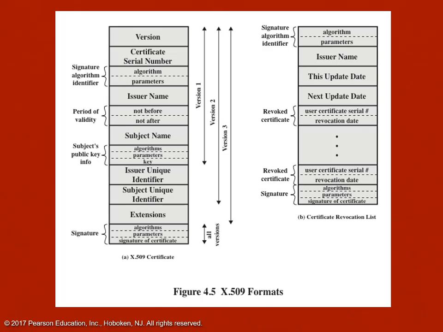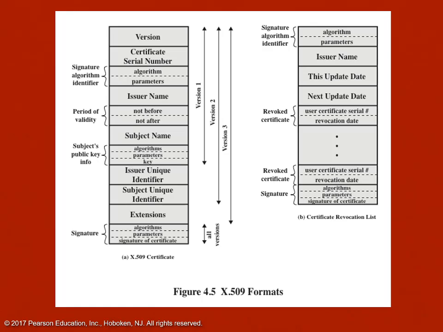Issuer unique identifier, an optional bit string used to identify uniquely the issuing CA in the event the X.500 name has been reused for different entities. Subject unique identifier, an optional bit string field used to identify uniquely the subject in the event the X.500 name has been reused for different entities. Extensions, a set of one or more extension fields. Extensions were added in version 3 and are discussed later in this section.